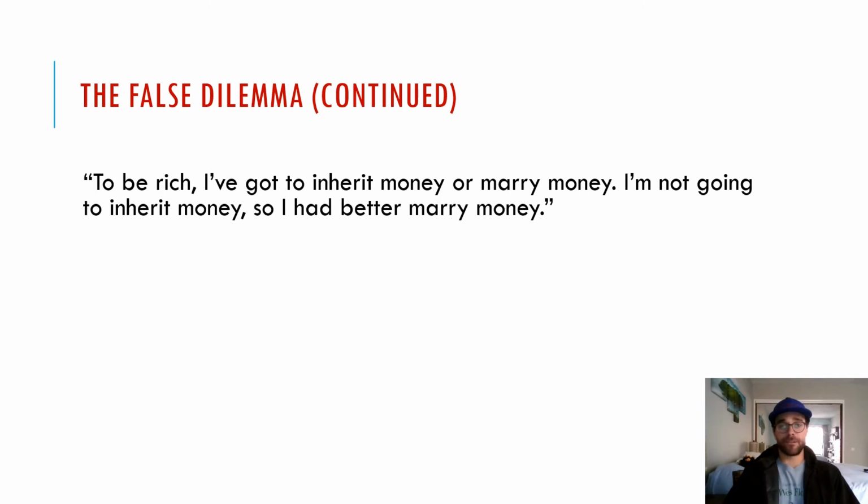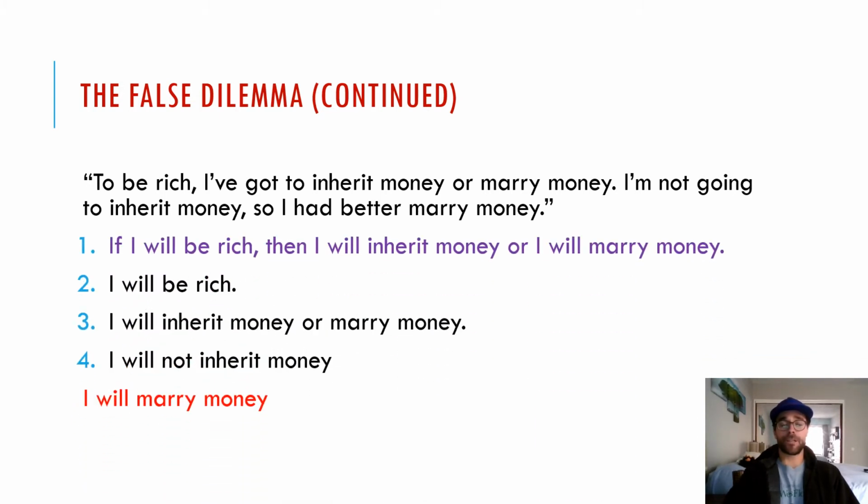Here again, we have another. To be rich, I've got to inherit money or marry money. I'm not going to inherit money, so I'd better marry money. When we look at our argument here in standard form, we can pick out that the first premise is false because it's treating these as two exhaustive options. Whereas, in fact, you can make money by working really hard. So, because there is a third option, we can't just rely on the fact that if one of these isn't true, the other has to be true, because there are more options than just the two.